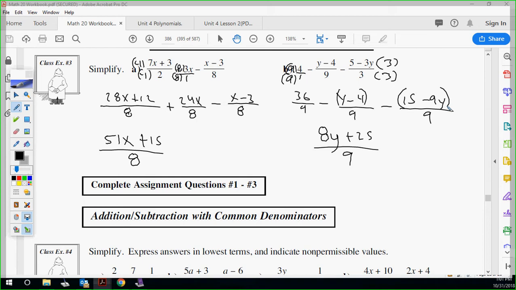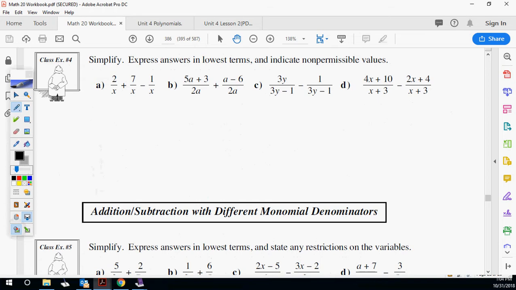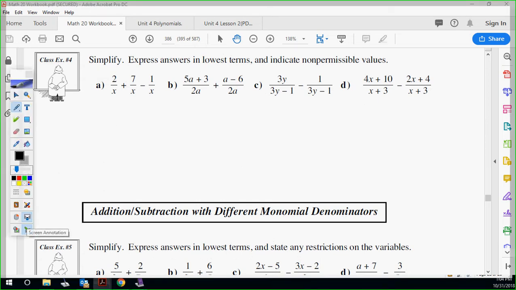Okay. Now we're going to take a step back to a little bit easier where they already have a common denominator, and then we're going to go to a binomial bottom, which makes things a little bit harder. So here, they all have common denominators, but we also have variables in the bottom now. So we have variables at the bottom, we have non-permissibles.